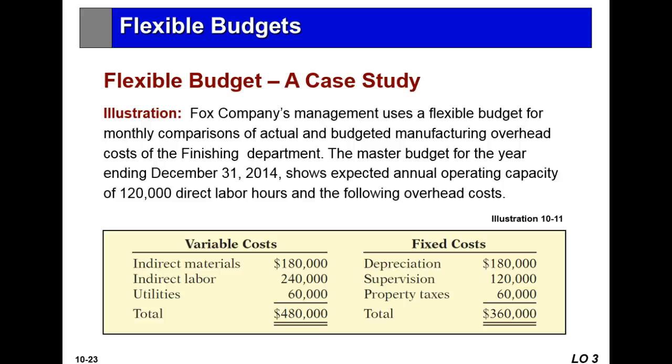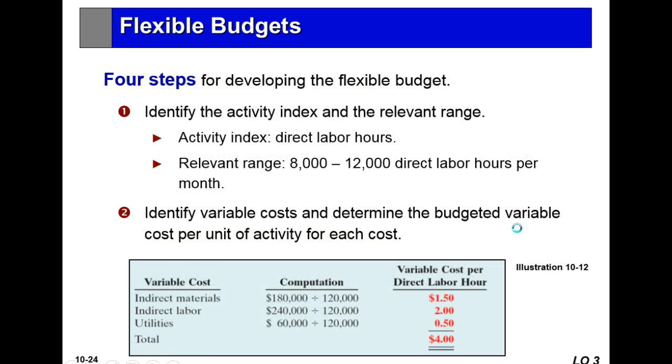Okay, so Fox Company's management uses a flexible budget for monthly comparisons of actual and budgeted manufacturing overhead costs of the finishing department. The master budget for the year ending December 31st shows our expected capacity of 120,000 direct labor hours and the following overhead costs. So it gives us our variable cost, and then it gives us all of our fixed costs.